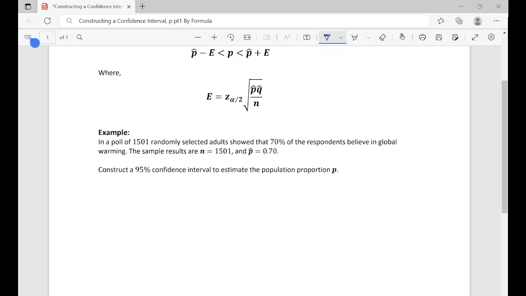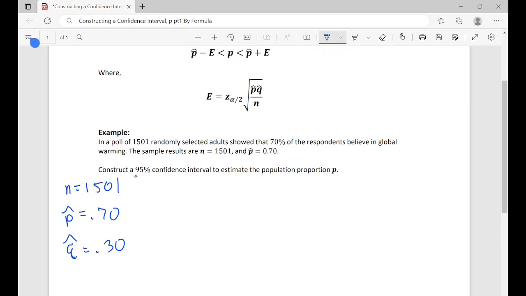So first things first, we need to know what's given to us. Well, we know that our n value is 1,501. And we know that our p hat value is 0.70, where the 70% and the 0.70 are not coincidental. That's where it comes from. And q hat, as we know, is just 1 minus p hat, so 0.30.